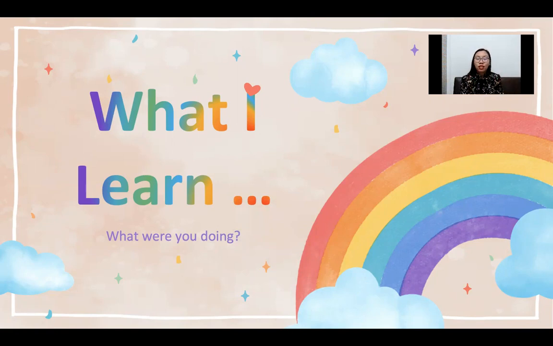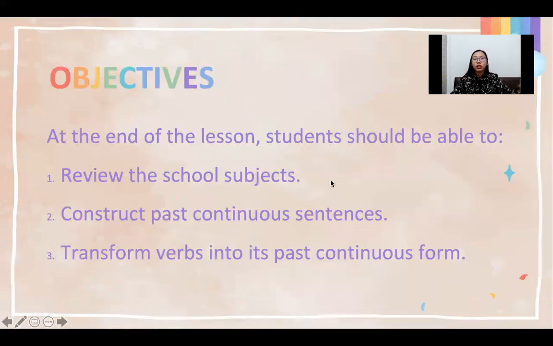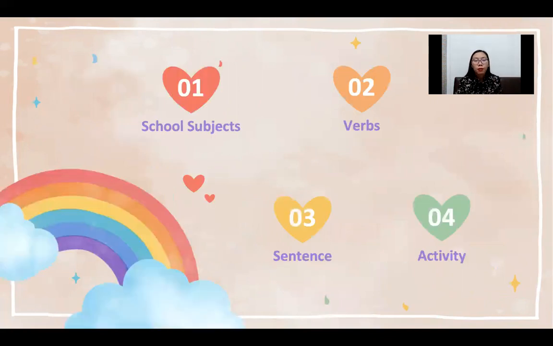So today we are going to talk about what I learned. We will talk about past continuous tense, past continuous sentences, and then school subjects. We will review some school subjects, and then we need to transform some verbs into their past continuous form. We will start with school subjects and then verbs, sentences, and then activity. All right, so let's go.